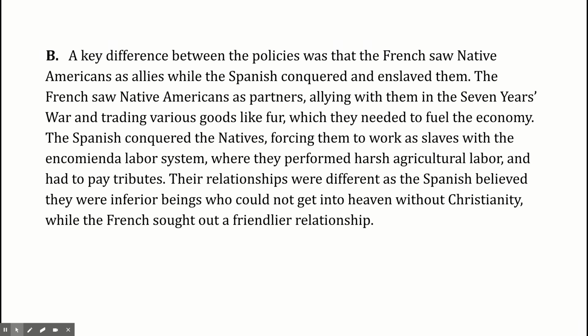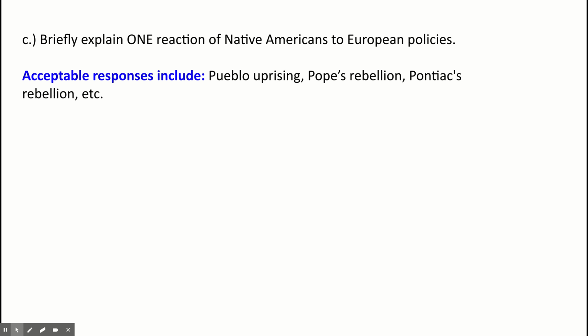And then as you go on, we have encomienda here, and we have the harsh agricultural labor and forced tribute. So it's talking about both the Spanish and the French and providing concrete detail to support.